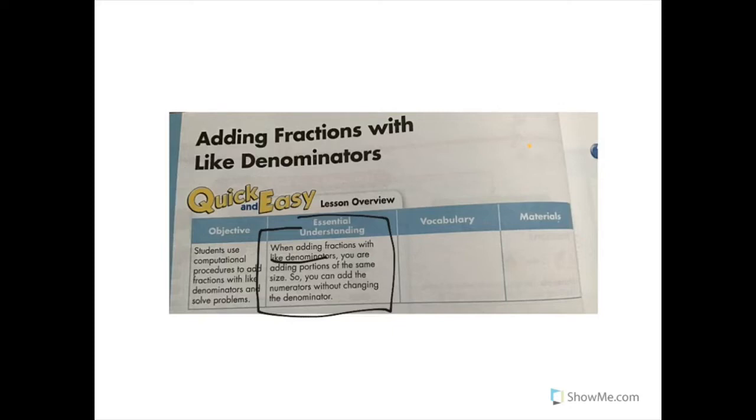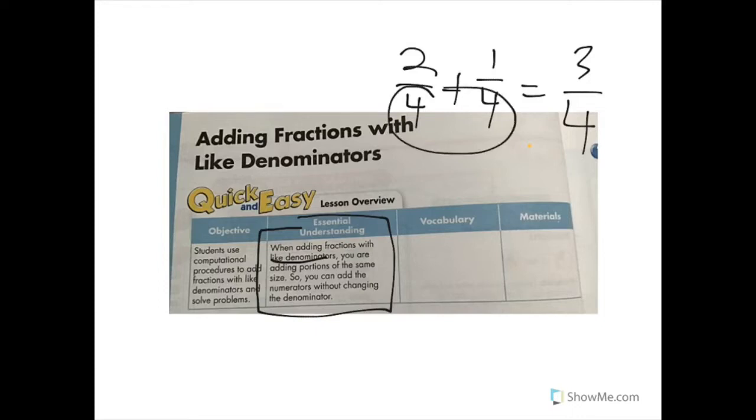So I'll repeat it again. When adding fractions with like denominators, like 2/4 plus 3/4, you are adding portions of the same size. See how they're the same size? They both are over 4. So you can add the numerators without changing the denominator. So as you can see, like I just showed, they have the same denominator, so they're the same size, so we can add with our numerators.